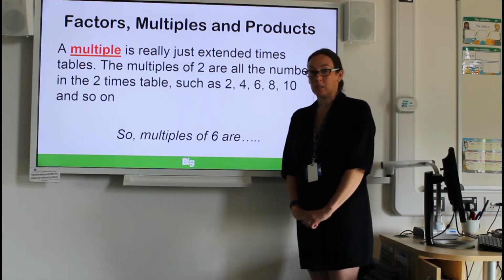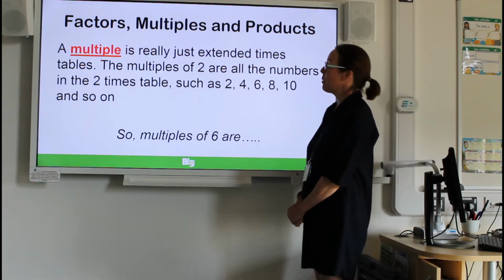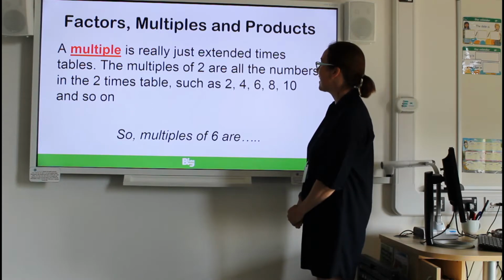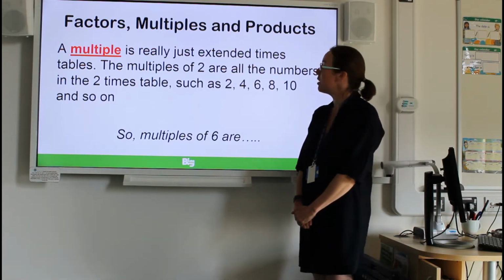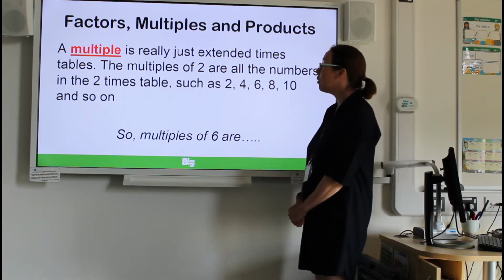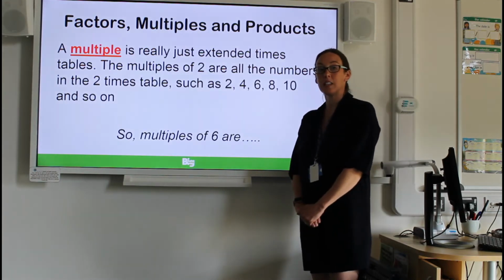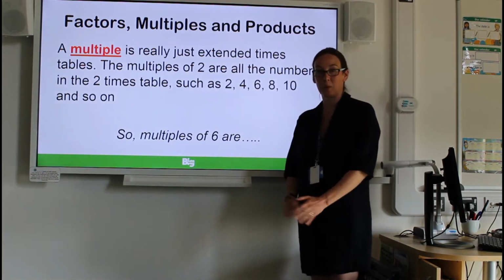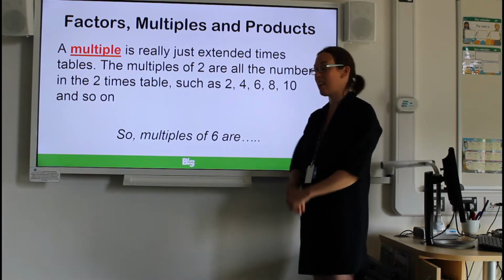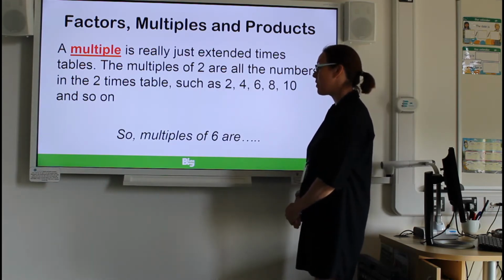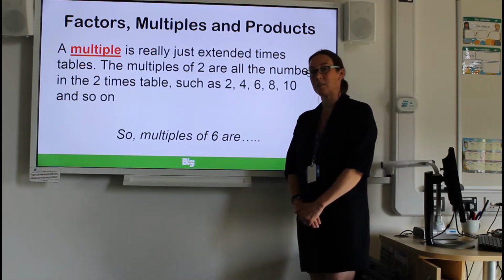So a multiple. Now we should all know what multiples are, but let's just refresh our memory. A multiple is really just extended times tables. So the multiples of 2 are all the numbers in the 2 times tables, such as 2, 4, 6, 8, 10 and so on.